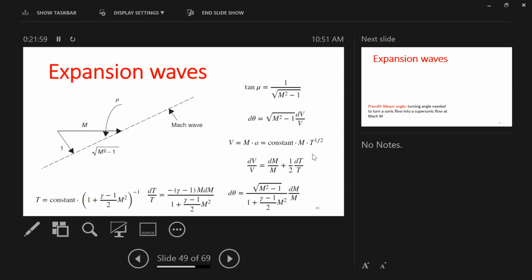So the change in the streamline angle after a Mach wave is essentially going to be related to the Mach number of the stream. Does it make sense? d theta is going to be equal to the square root of M squared minus 1 over 1 plus gamma over 2 M squared, times dM over M. Yes? The M is the upstream. Yes, upstream.